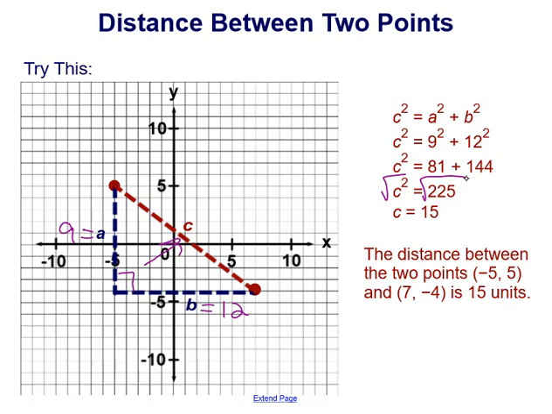So the hypotenuse is equal to 15, the hypotenuse of the triangle, and that's representing the direct distance between the 2 points of -5, 5, and 7, -4. So if the hypotenuse of the triangle is 15, that is then the distance between the 2 points. It's 15 units.